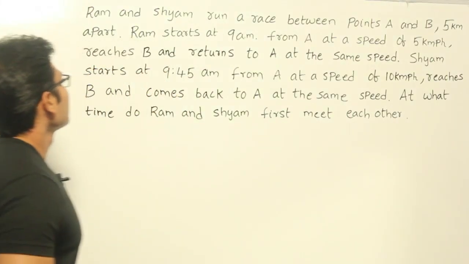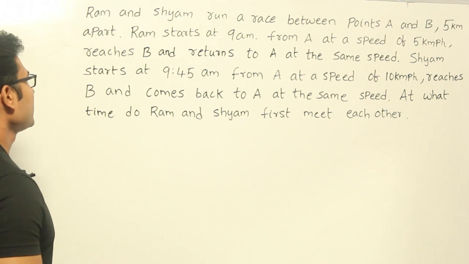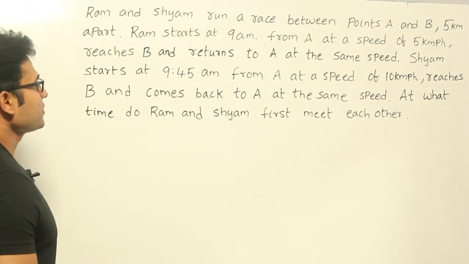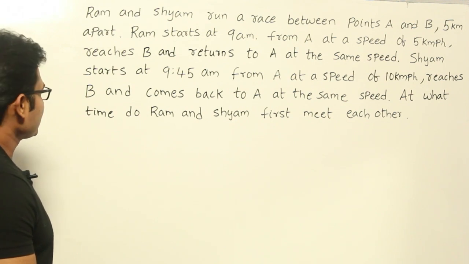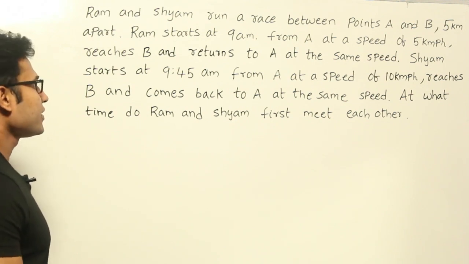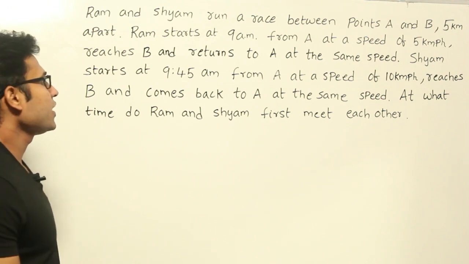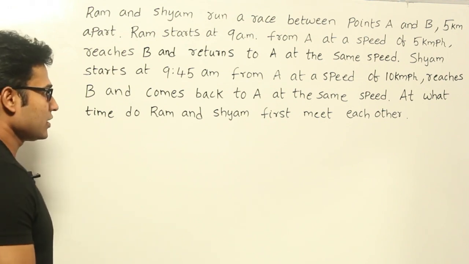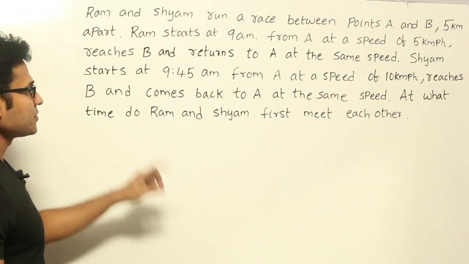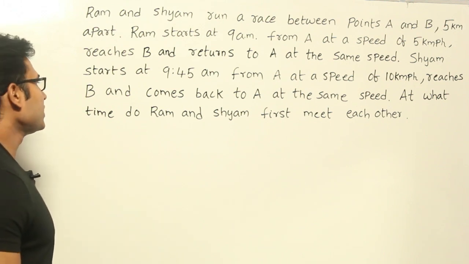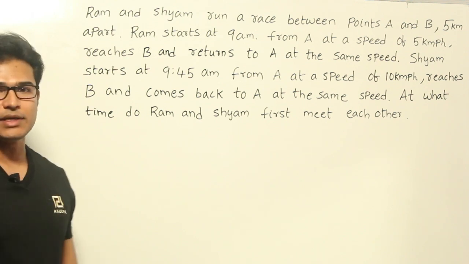Now let's see this question. Ram and Shyam run a race between points A and B, 5 kilometers apart. Ram starts at 9 am from A at a speed of 5 kilometers per hour, reaches B and returns to A at the same speed. Shyam starts at 9:45 am from A at a speed of 10 kilometers per hour and reaches B and comes back to A at the same speed. At what time do Ram and Shyam first meet each other?